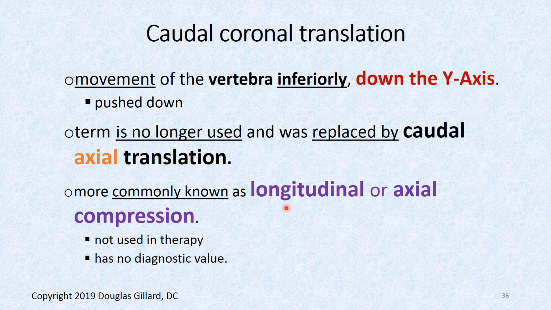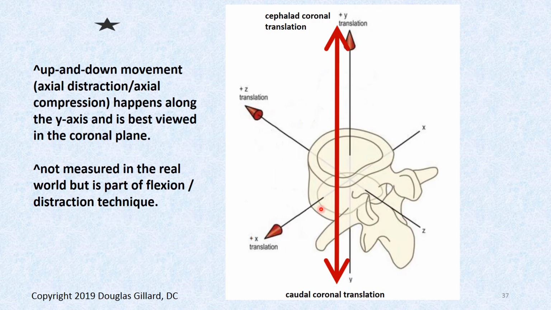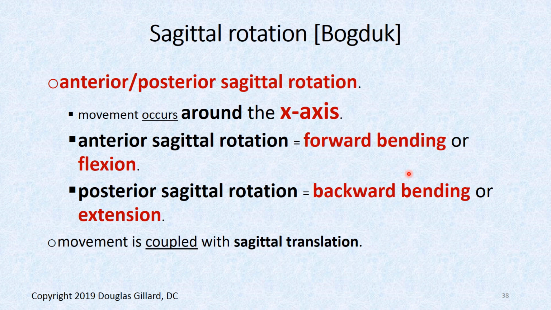This type of movement is really called axial compression, and it really has no use except for guys working in the lab. So here is cephalad coronal translation along the y-axis, caudal coronal translation along the y-axis. We're not done yet. What about rotation? How are we going to see twisting of the vertebrae to the left and right? We're going to go back to the sagittal plane. Oh no, I'm sorry. Sagittal rotation we're going to talk about first.